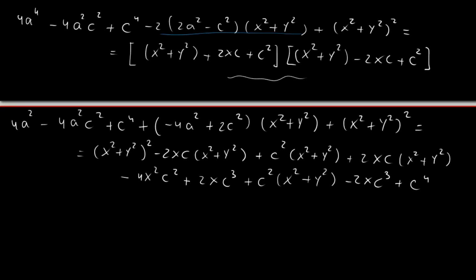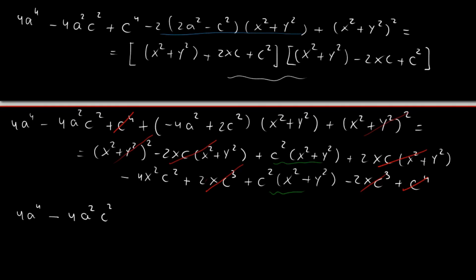Now let's see which terms can cancel out. We have c to the power 4 here and here, 2xc to the 3 and minus 2xc to the 3. We have x squared plus y squared squared, and here the same. And we have minus 2xc multiplied by x squared plus y squared, and the same here. We also have these two terms that are equal, so they're gonna add up to 2, and we get 4a to the power 4 minus 4a squared c squared.